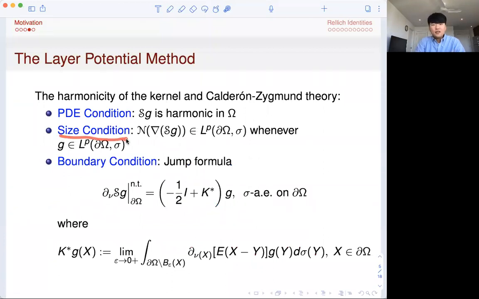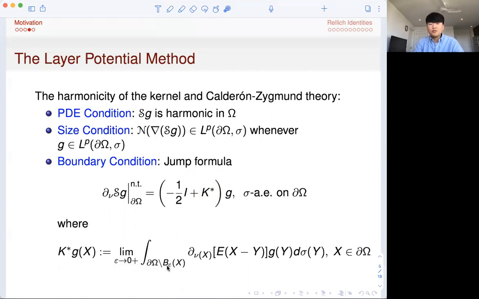And it satisfies the size condition, which means the non-tangential maximum operator of the gradient of the single layer of g is in L^p on the boundary whenever g is in L^p on the boundary. This is due to the Calderón-Zygmund theory. And from the Calderón-Zygmund theory again, for the boundary condition, we have the jump formula, which says the non-tangential trace of the normal derivative of the single layer is equal to negative one half I plus K star applied to g, sigma almost everywhere on the boundary. Here, I is the identity operator, and K star is defined by the limit of truncated integral operators.